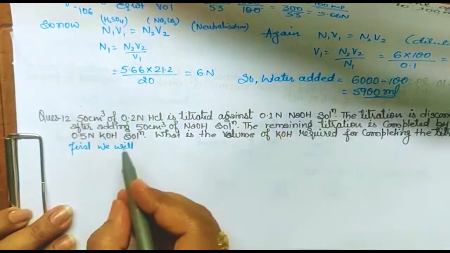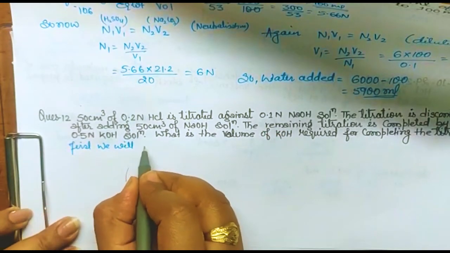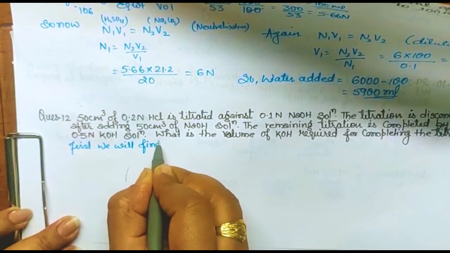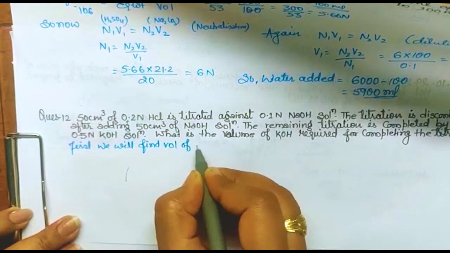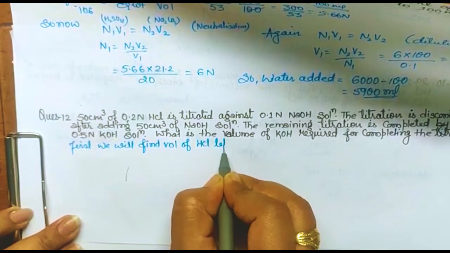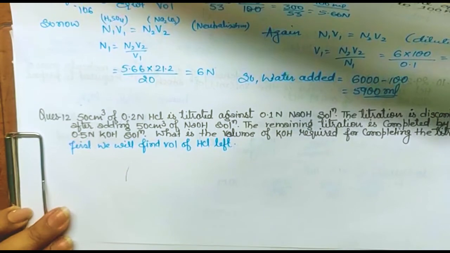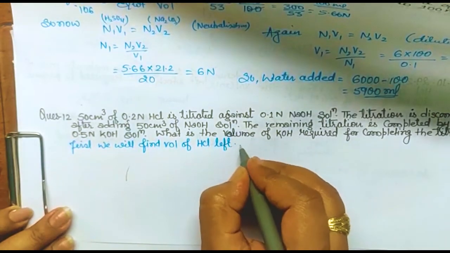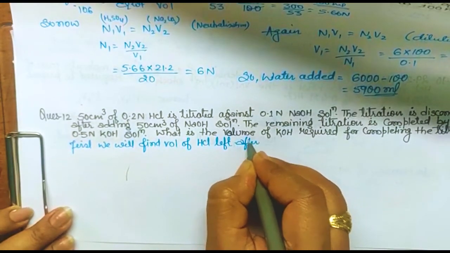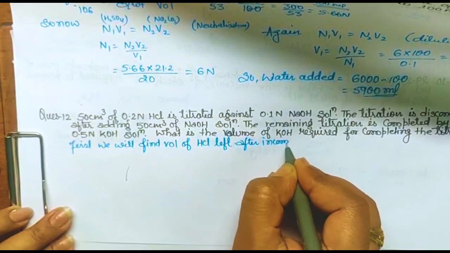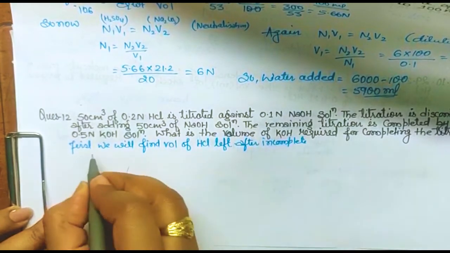Okay, so now we will do that. First we will find volume of HCl left. Okay, clear? After incomplete titration.